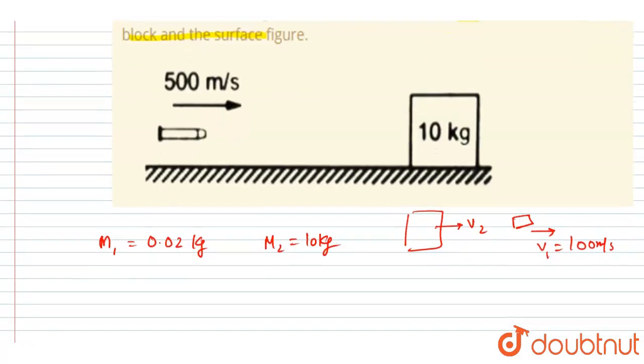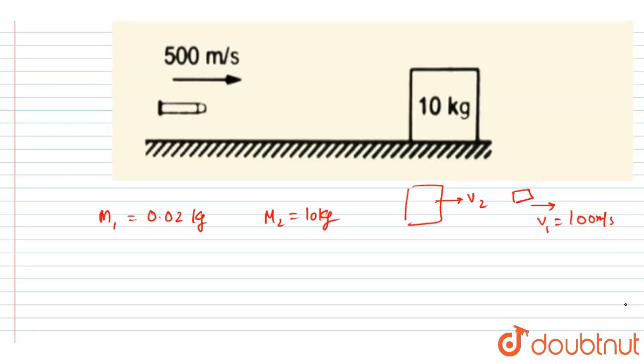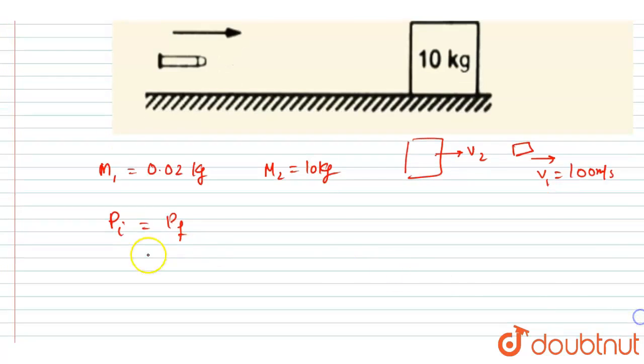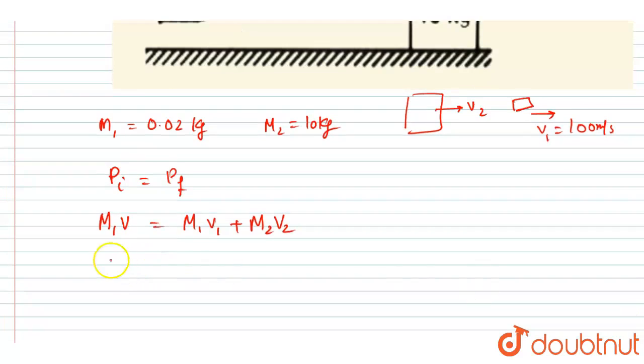Now there is no external impulsive force in the horizontal direction during the collision, so we can apply momentum conservation. So I will write initial momentum is equal to final momentum. So just put the value now. So you will get m1 v is equal to m1 v1 plus m2 v2. Now you can just put the values.